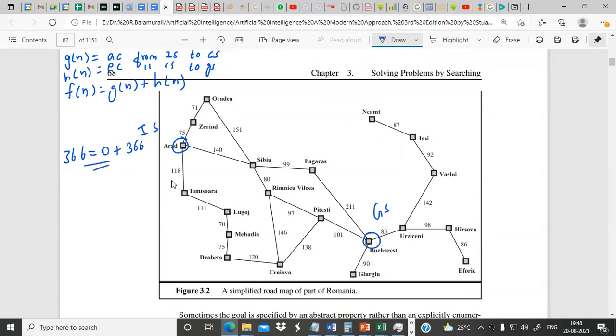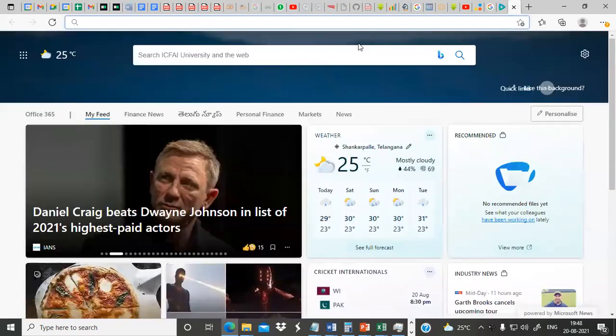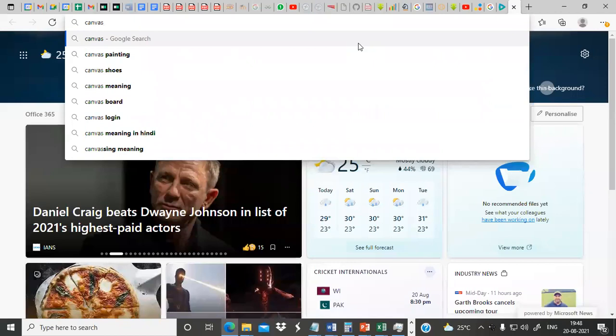Now from Arad, what are the options we have? Where can the agent move from Arad? From Arad, the agent can move to Timisoara at the cost of 118, or it can move to Sibiu at the cost of 140, or it can move to Zerind at the cost of 75. So how can we represent that? Better I will open a canvas for drawing. It will be easier.